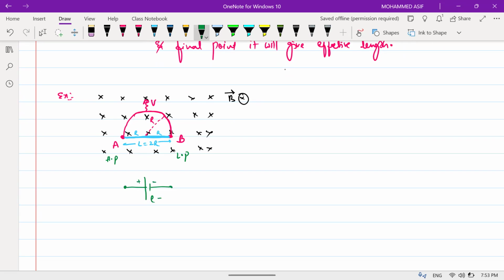And EMF of this one is E is equal to B into L into V. What is the length here? 2R. So what is the answer right now? BV into 2R. So the answer is equal to 2BVR. This will be the answer. What an idea?